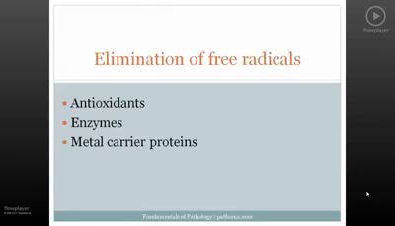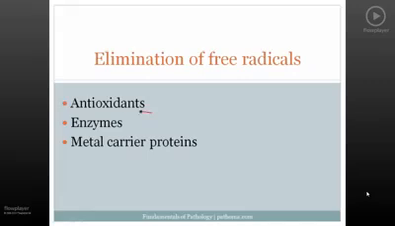Now, because free radicals are so damaging and because they're generated physiologically, it only makes sense that the body would have a mechanism of eliminating the free radicals so that damage would not occur, especially since they're generated physiologically. So, of course, if we're going to generate them physiologically, then we need to be able to eliminate them as well. There are actually three major mechanisms by which free radicals can be eliminated.